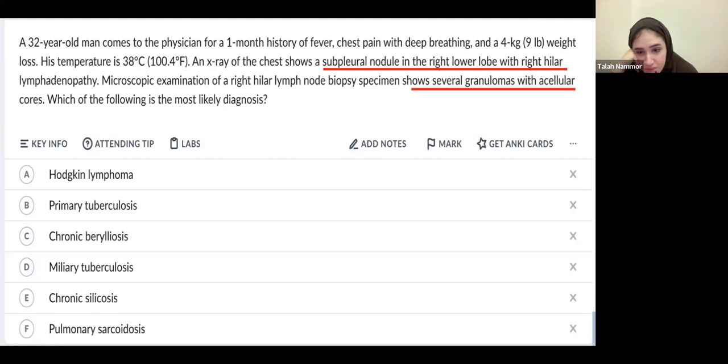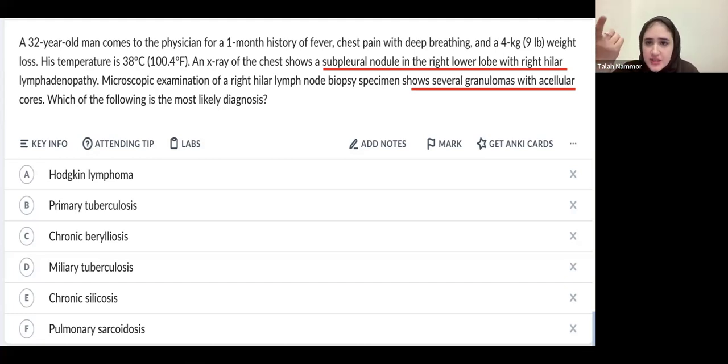F, D, B. Okay, no B. Okay. Whoever said C, not C, D and F. Why D and F? Why not B? Whoever said B, you guys are right. Because this is classic TB.